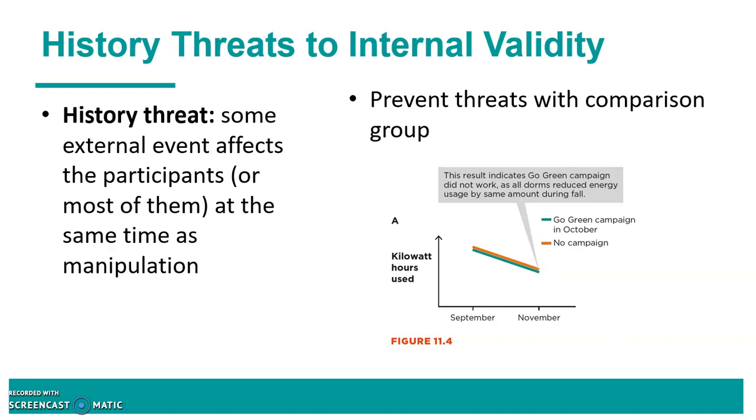Example from the textbook is you have maybe some Go Green campaign to save electricity, and maybe you saw a reduction in electricity usage from September to November, but you see that everybody reduced their energy usage from September to November, probably because the temperature was going down, and so they used the air conditioning less. Okay, so it didn't appear that any of that reduction was due to the campaign. It was just due to historical events. Okay.